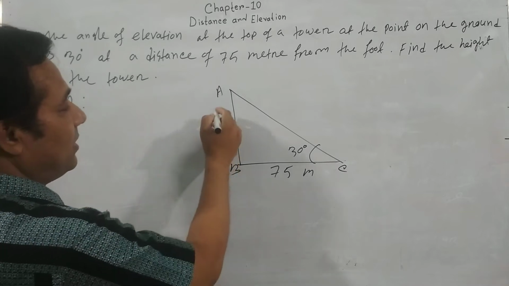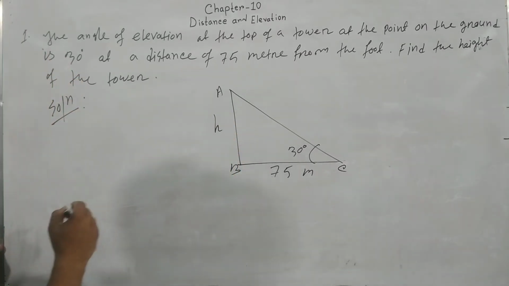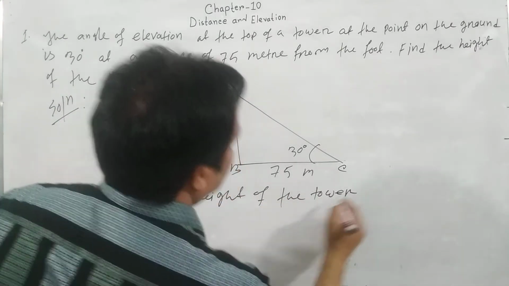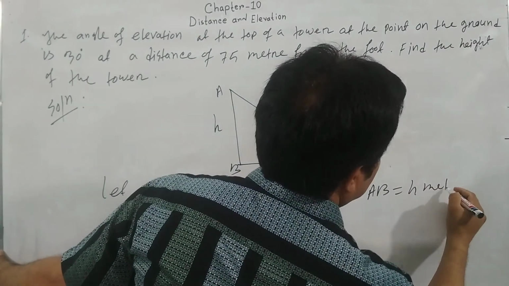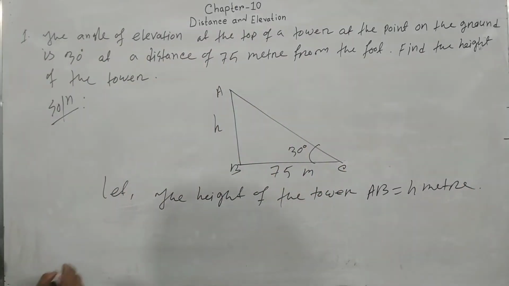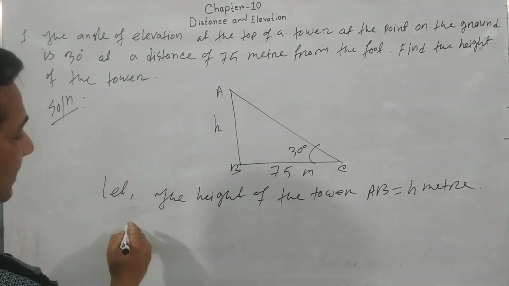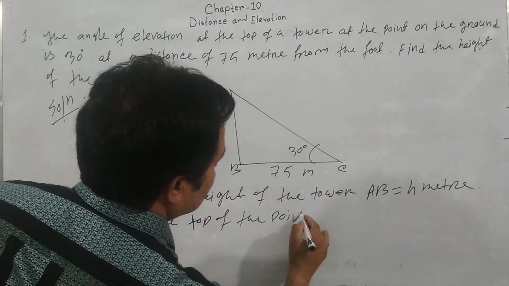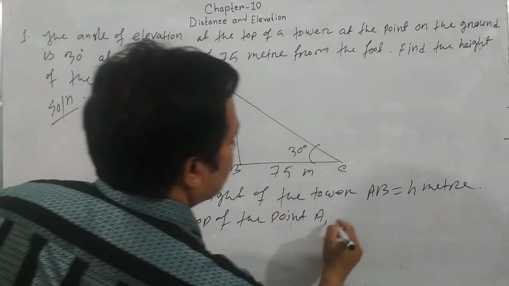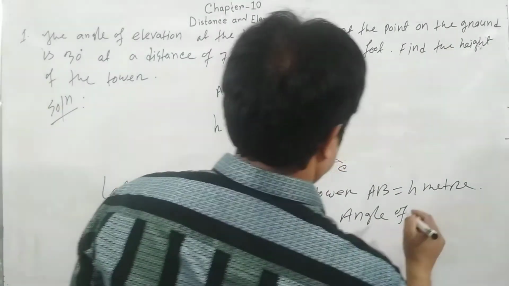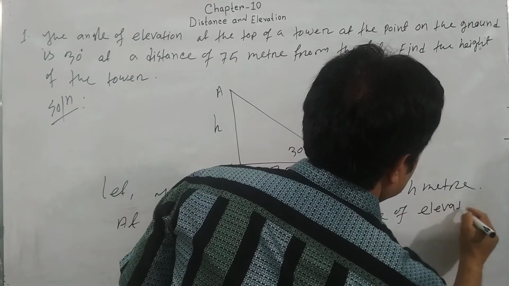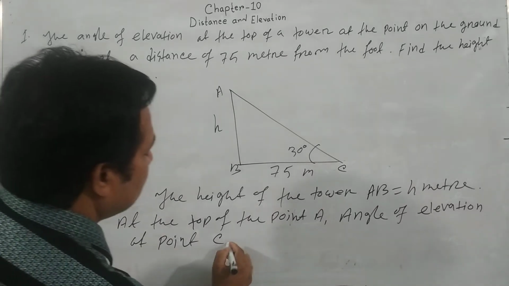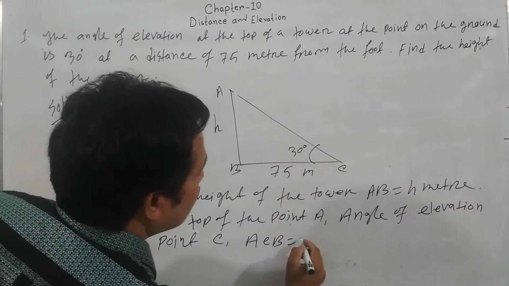Let the height of the tower AB equal AC meter. The angle of elevation at the top, point A, the angle of elevation at point C, ACB, here ACB is 30 degrees.